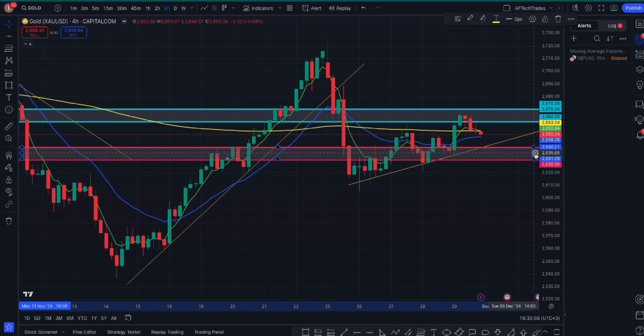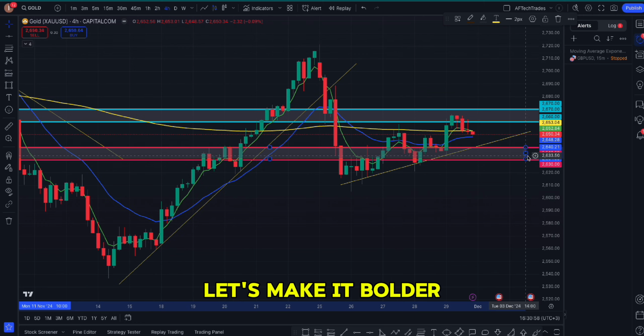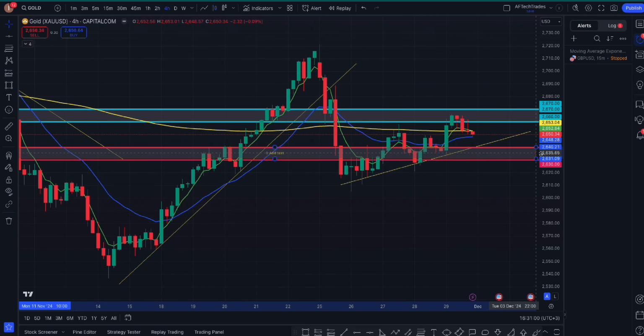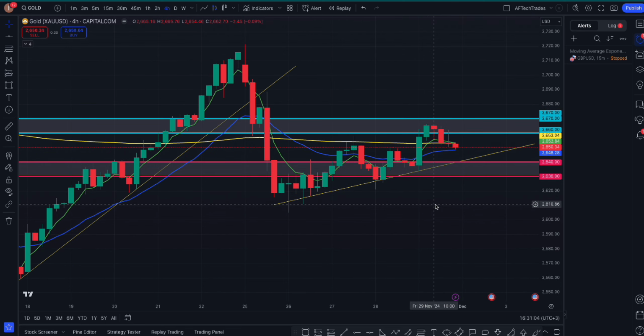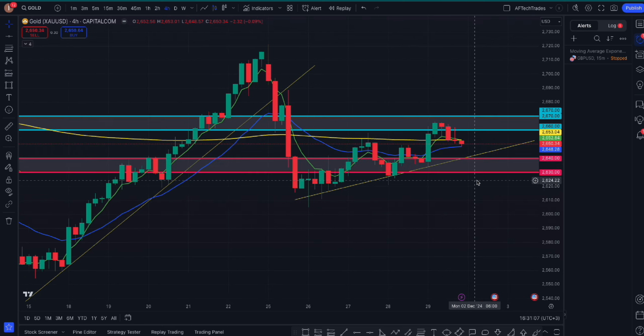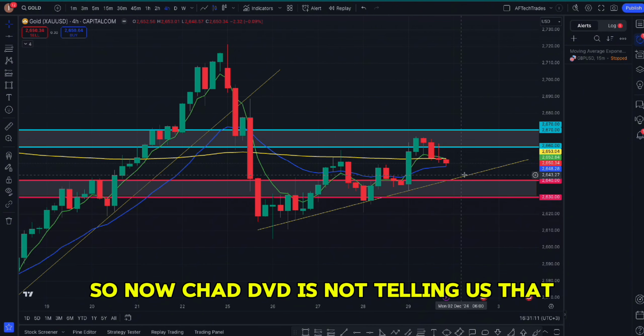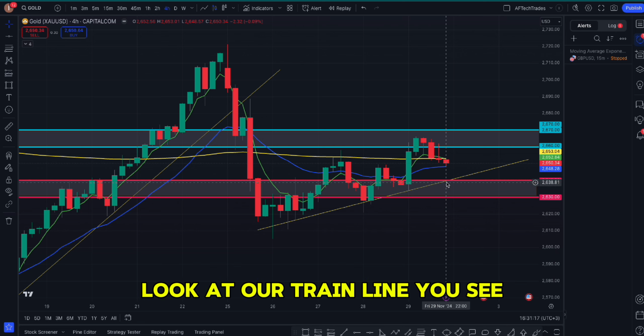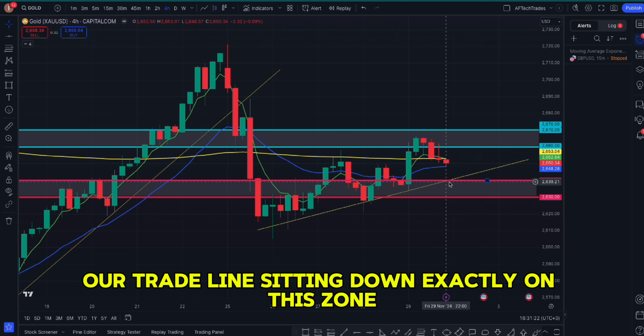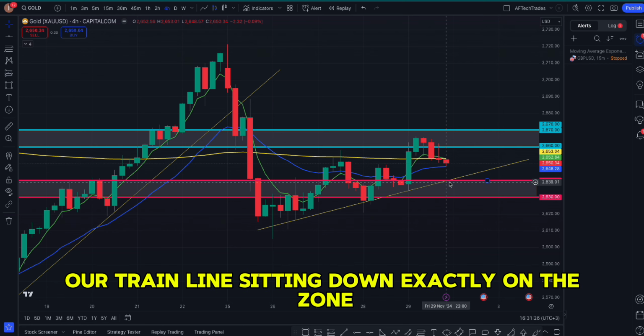Let's shade the line, right? You see? So now ChatGPT is telling us that if this market comes down to this zone, look at what is happening. Look at our trend line. You see our trend line sitting exactly on this zone. You see how this is working perfectly, right?